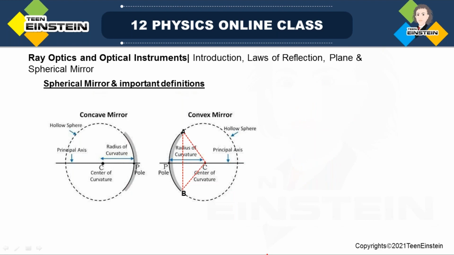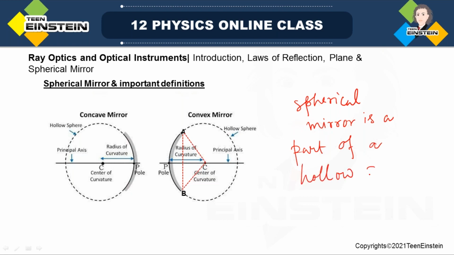So if I say in terms of definition, what is a spherical mirror? This is a reflecting surface which forms part of a hollow sphere, or which is obtained from a hollow sphere. It is a part of a hollow sphere. So a spherical mirror is actually a part of a hollow sphere.